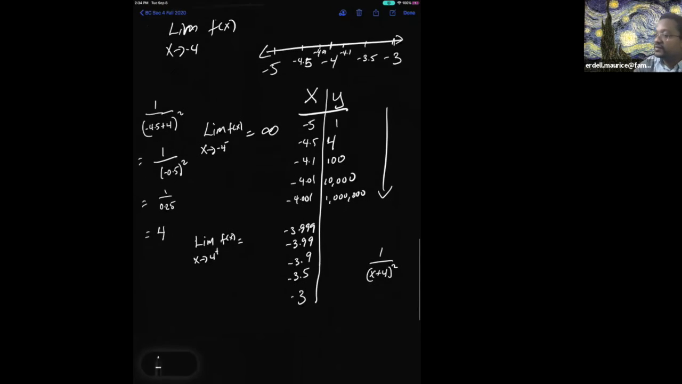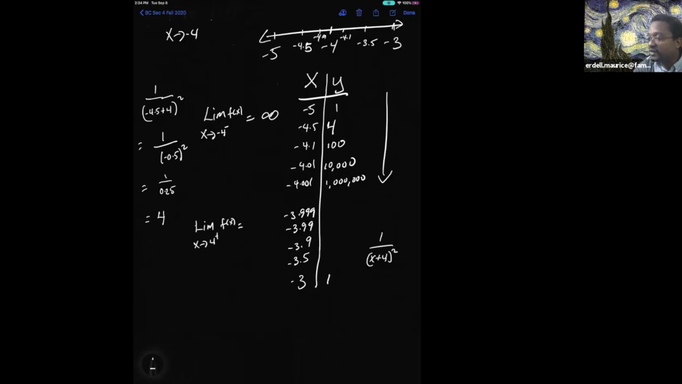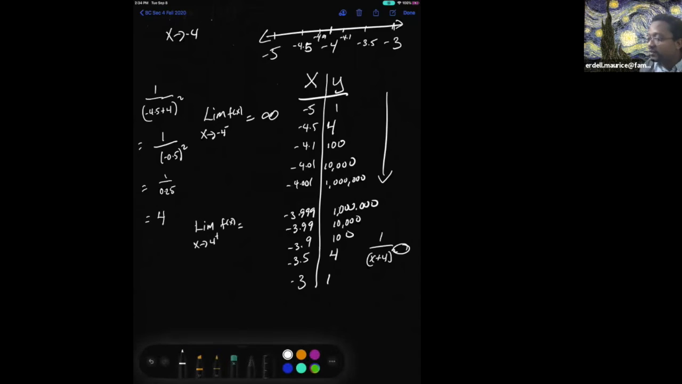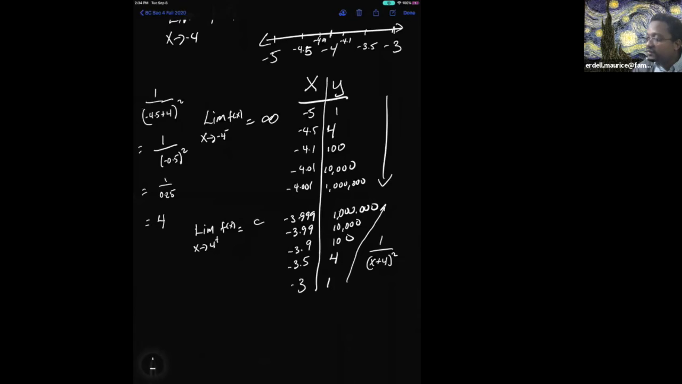When you plug in -3 into this function, you get an answer of 1. When you plug in -3.5, you get an answer of 4. -3.9, you get an answer of 100, then 10,000, and then 1 million. Okay, if you got negative infinity, you have to watch your signs. When you raise something to the second power, it becomes positive. A positive 1 divided by a positive number in the denominator is always positive. And so this limit right here is also infinity. So the limit from the left is infinity and the limit from the right is infinity.